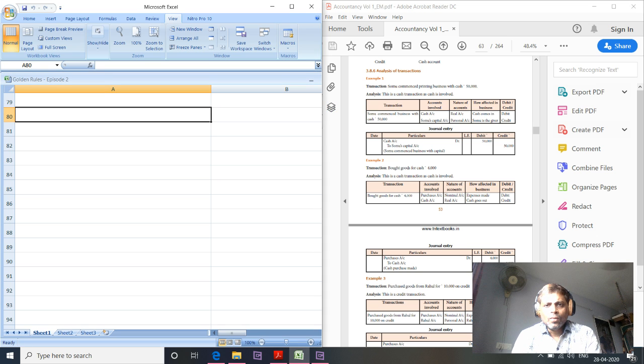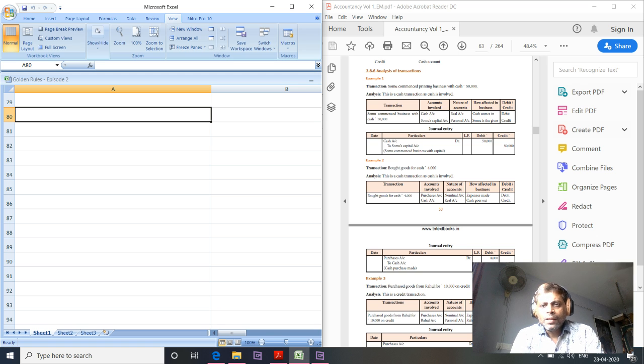So let's go through the journal entries and how that has been prepared, because when we go into the next chapter of ledger, as I said, we have to understand how the journal entries are prepared and what is the basis of these journal entries, why this account is debited and why it has been credited, etc. Right? Let's take the first transaction.